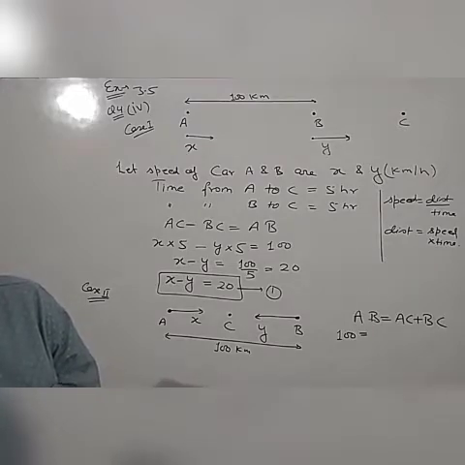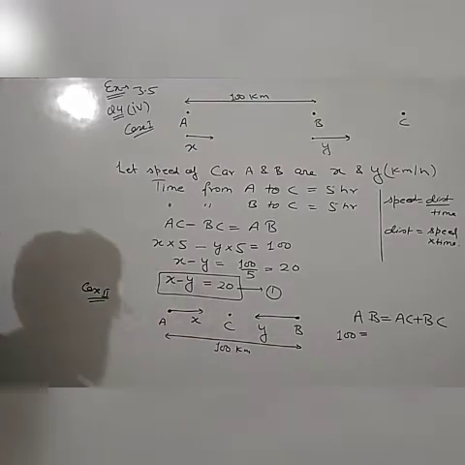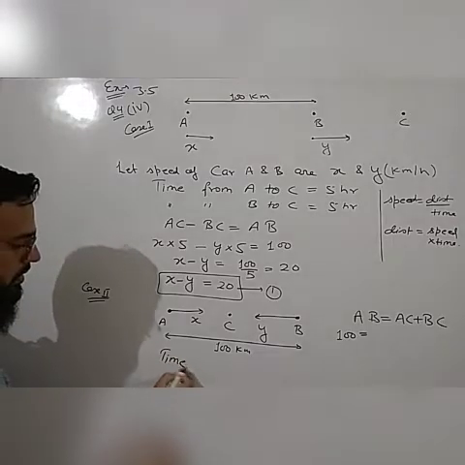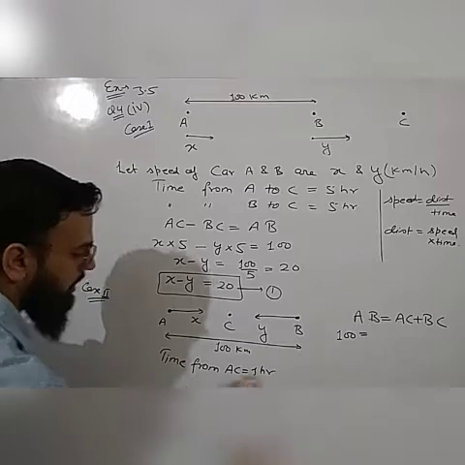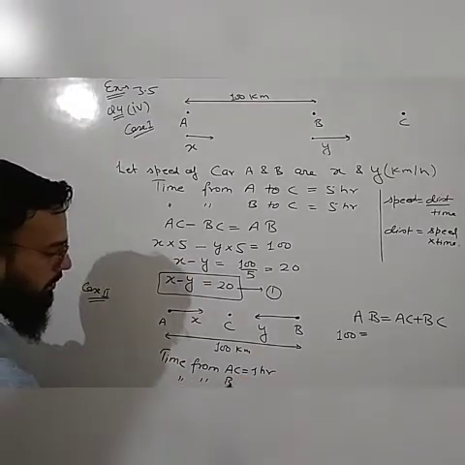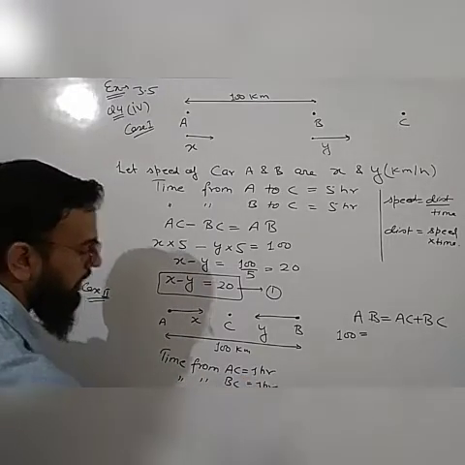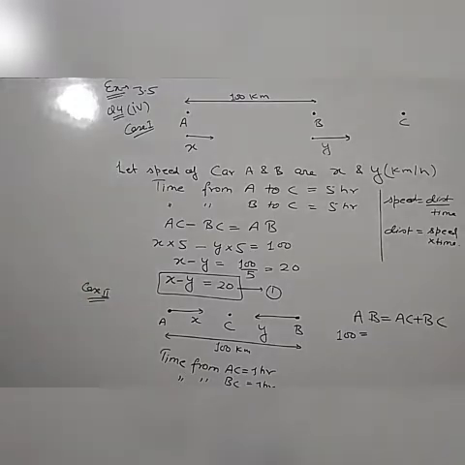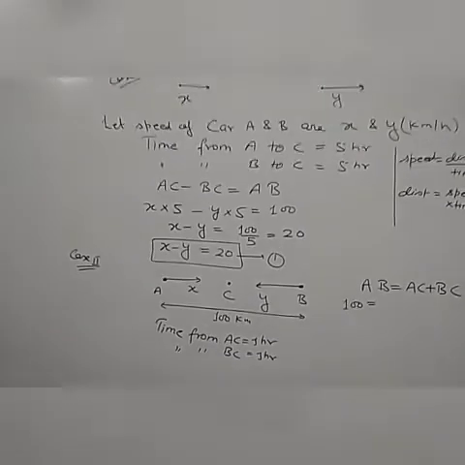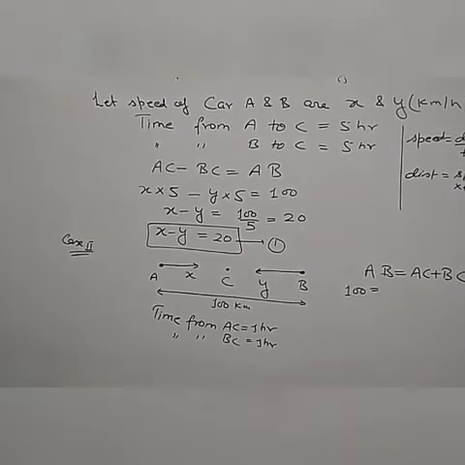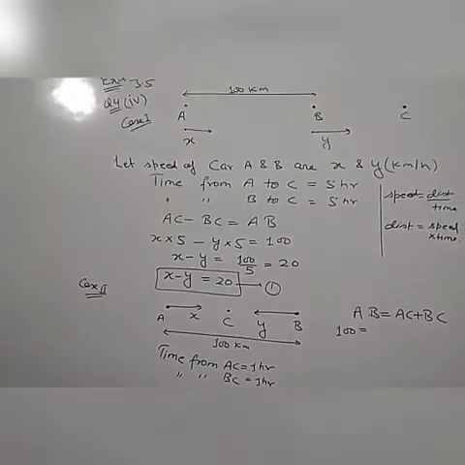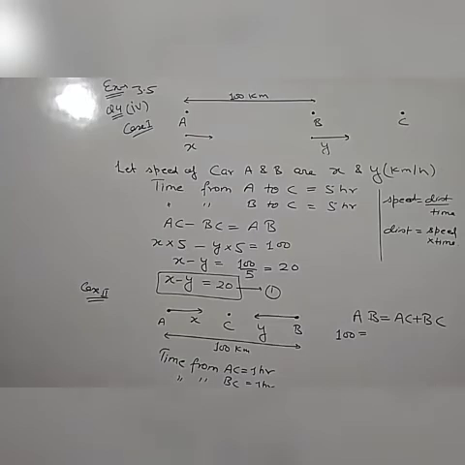If they travel towards each other, they meet in 1 hour. Now the time from A to C is equal to 1 hour, and time from B to C is also 1 hour. They meet in 1 hour. It is given that they both meet in 1 hour. Time from A to C is equal to 1 hour and time from B to C is equal to 1 hour. Both the times are same.